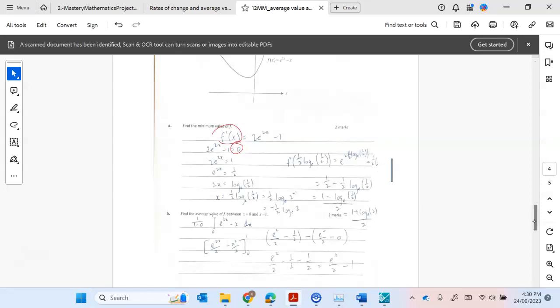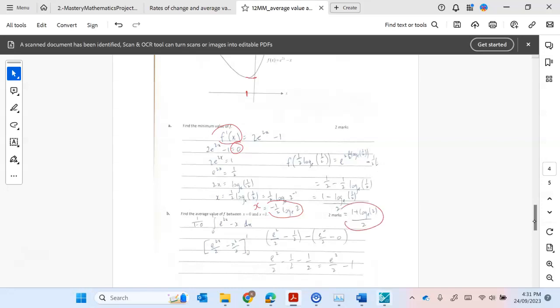So we're solving for x, which is here, but your minimum value is not x, it's your y. So basically we found this x value, which is -1/2 log base e of 2, but we want the corresponding value here for your minimum. So we've got to substitute that x value back into our equation, which is here.